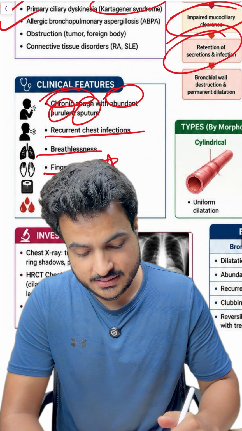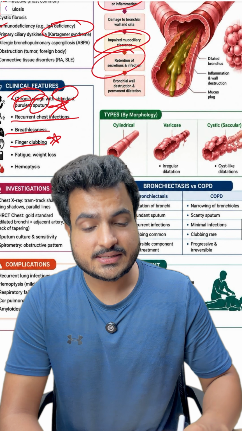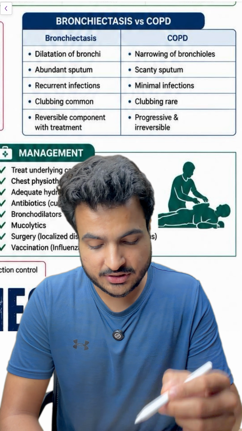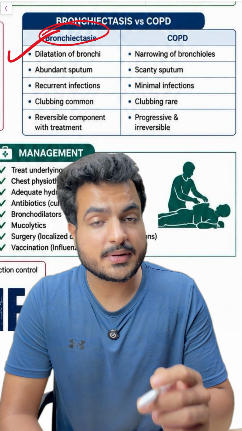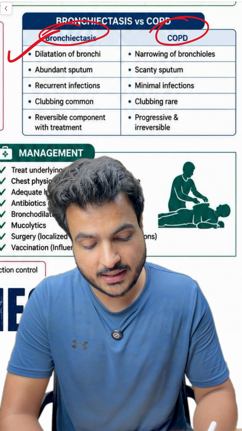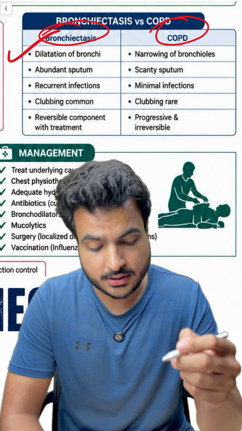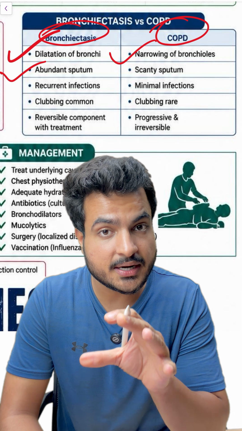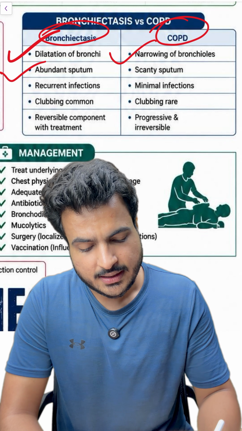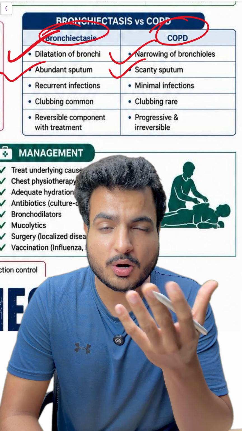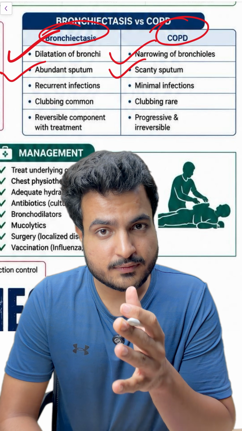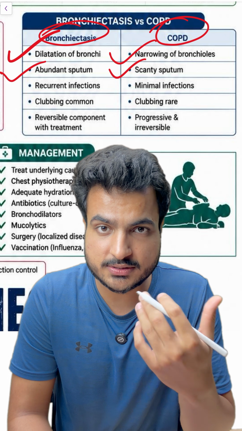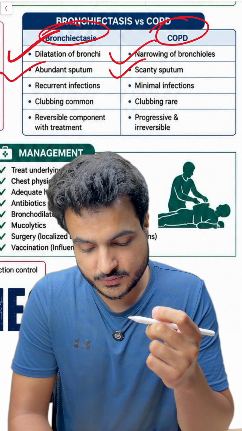Now let's compare the sputum production as seen in COPD and in the patients of bronchiectasis. We can easily see, as the definition says, bronchiectasis is permanent dilatation of bronchi, whereas in COPD, which is chronic obstructive pulmonary disorder, there you will see narrowing of bronchioles. In bronchiectasis, there is abundant purulent sputum production, whereas in COPD, it is only scanty or moderate amount of sputum. So if the amount of sputum is compared between both the conditions, bronchiectasis always wins because there is a more abundant amount of sputum production.